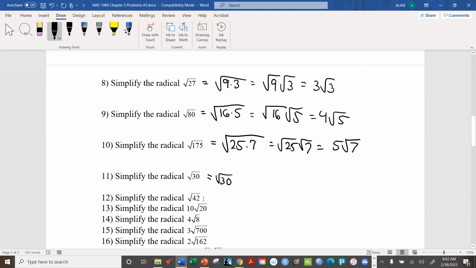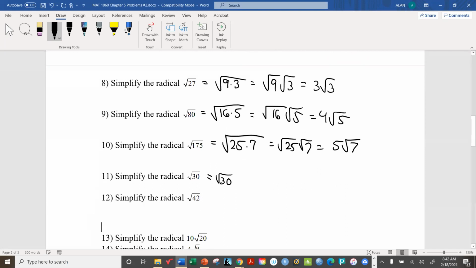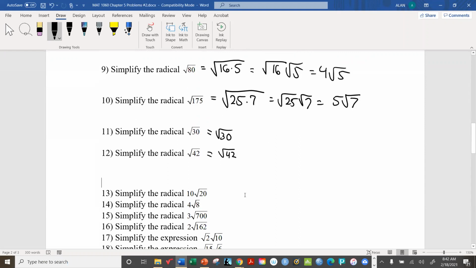Okay, now 42, surprisingly enough, the same thing happens here. If you write out the factors, 2 and 21. What else is there? 3 and 14. 6 and 7. That's it. There's nothing we can do with this one. So we just leave it and you're done. And that will happen sometimes.